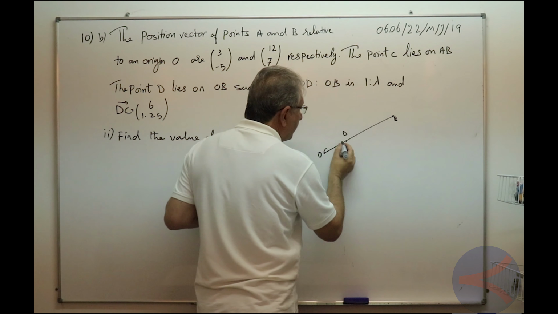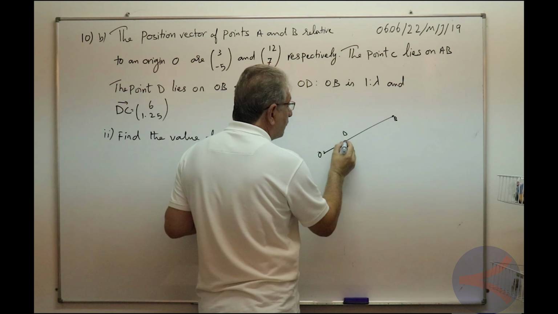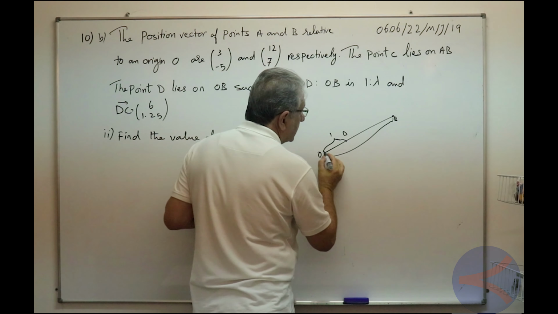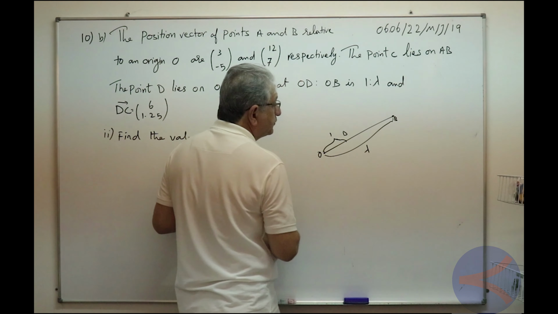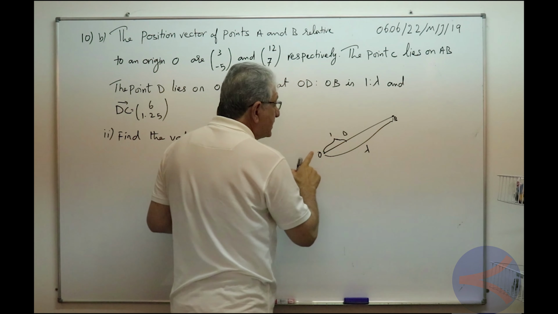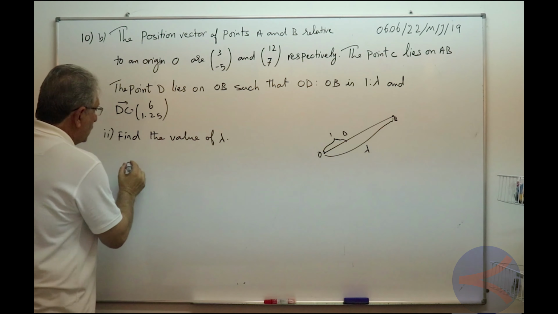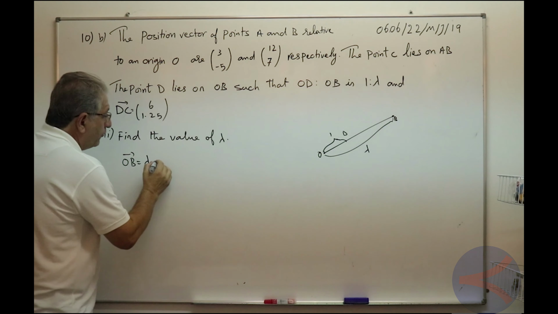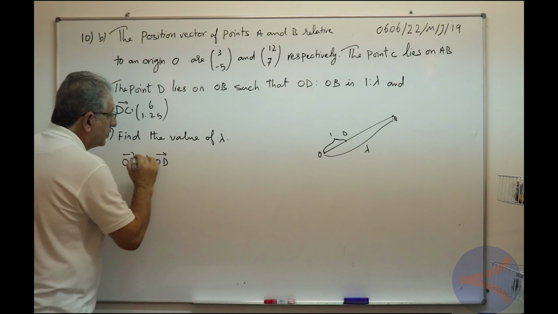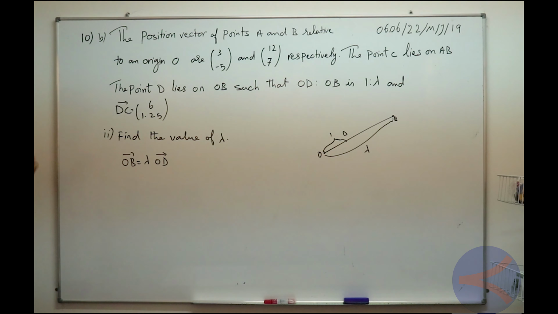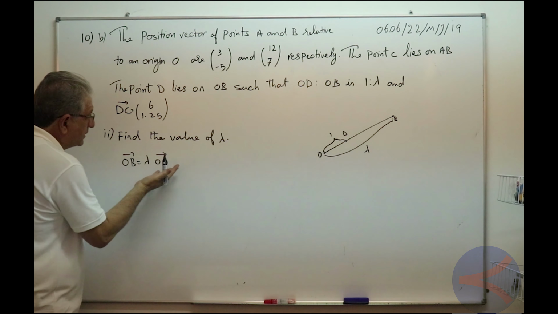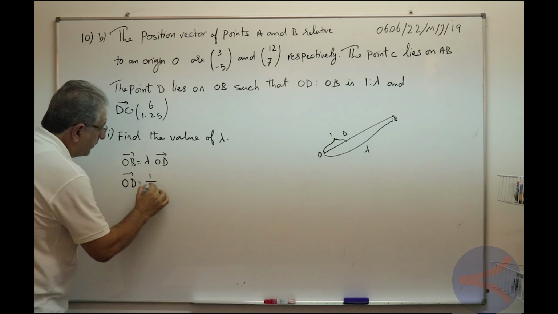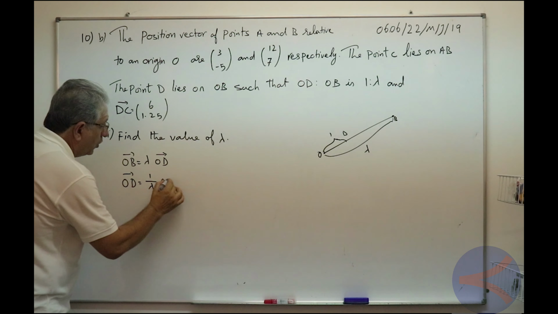Now, if from O to D is 1, then this distance will be lambda. That means OB is lambda times OD. From here, I can say OD is equal to 1 over lambda times OB.